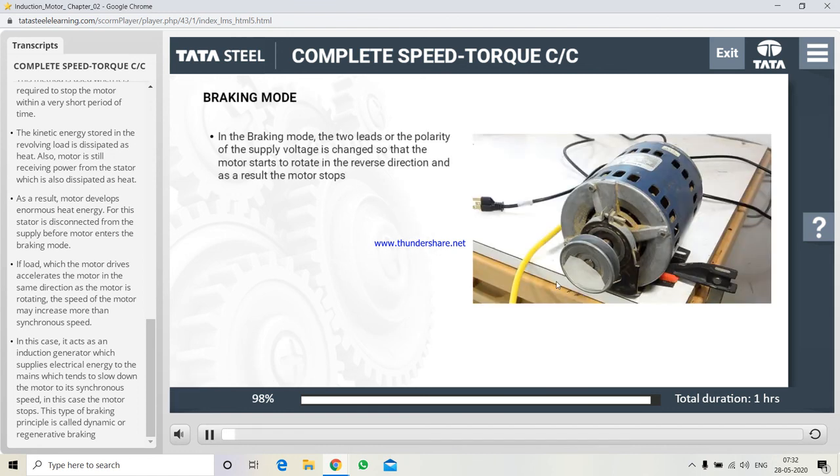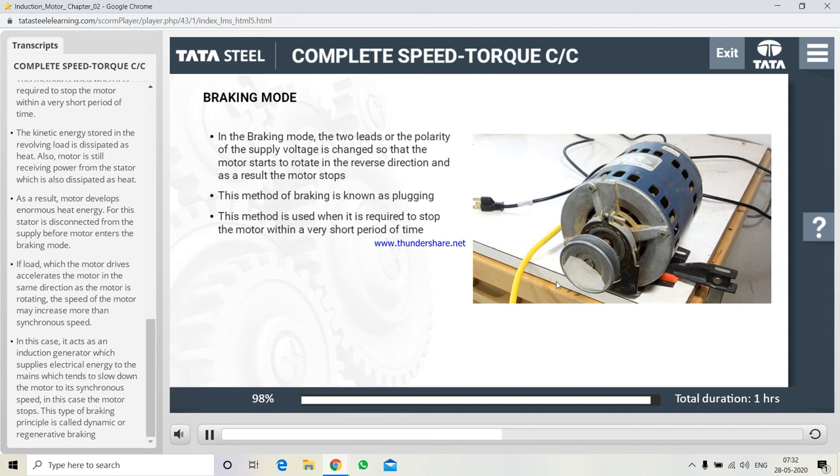In the braking mode, the two leads or the polarity of the supply voltage is changed so that the motor starts to rotate in the reverse direction and as a result the motor stops. This method of braking is known as plugging. This method is used when it is required to stop the motor within a very short period of time.